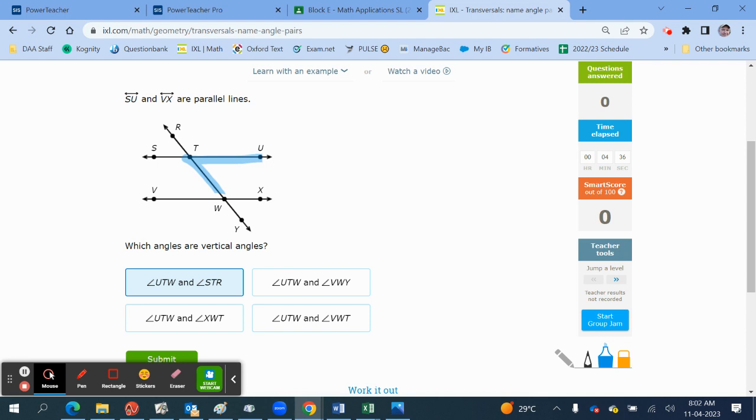UTW and XWT. Notice it forms a C. These angles are co-interior angles, but we're after vertical angles. UTW and VWT. Notice this forms a Z. These are alternate angles.